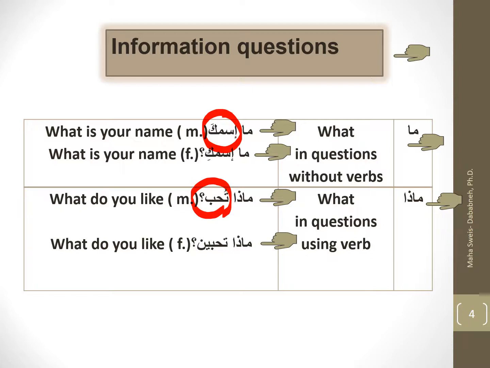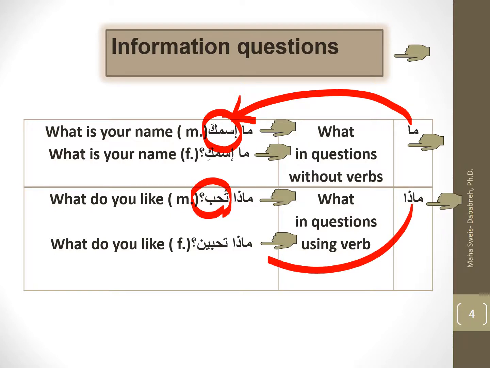So both of them, ما and ماذا, have the same meaning, which is what. But ما has to be followed by a noun. ماذا has to be followed by a verb. That's the difference between ما and ماذا. So in other words, you cannot say ماذا اسمك. You can't say that. It's wrong. You have to say ماذا, then it has to be followed by a verb, not a noun.